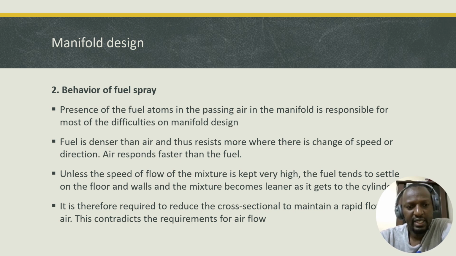Now, the fuel is denser than air and thus resists more where there is a change of speed or direction. Air will always respond faster than the fuel. Unless the speed of flow of the mixture is kept very high, the fuel tends to settle on the floor and the walls, and the mixture becomes leaner as it gets to the cylinder. So it is required to reduce the cross-sectional area to maintain a rapid flow of the air. And this design contradicts what we said with airflow. We said for good airflow we require a larger diameter. So we must arrive at a balance.